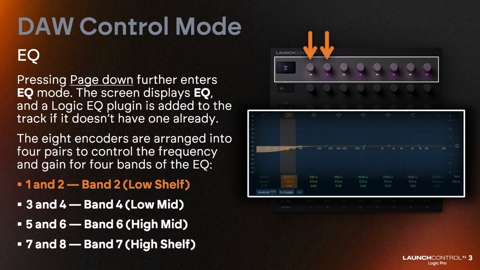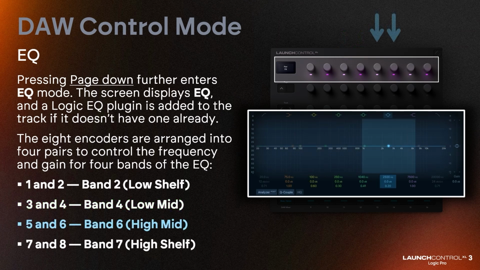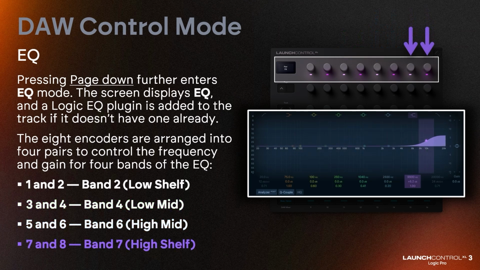1 and 2 control band 2, the low shelf. 3 and 4 control band 4, low mid. 5 and 6, band 6, high mid. And 7 and 8, band 7, the high shelf.